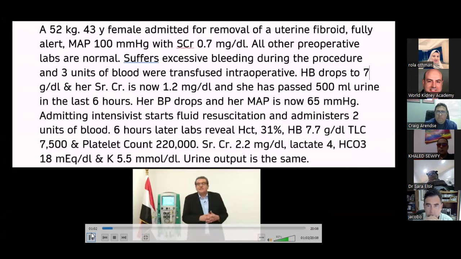Hemoglobin drops to 7, creatinine is now 1.2 milligram per deciliter, and she passes around 500 ml of urine in the past 6 hours. Now, her blood pressure drops further, and her MAP is now 65. Admitting intensivist starts fluid resuscitation, administers 2 units of blood. 6 hours later, her lab reveals hematocrit 31%, hemoglobin 7.7 gram, TLC 7,500, platelet count 220,000, serum creatinine is now 2.2 milligram per deciliter, lactate level is 4, and bicarbonate is 18 millimoles. Potassium is now 5.5, but the urine output is still the same.